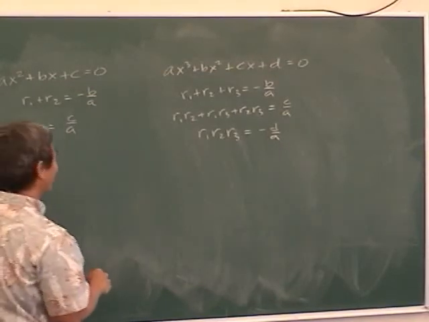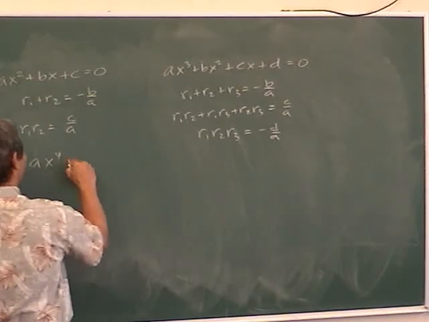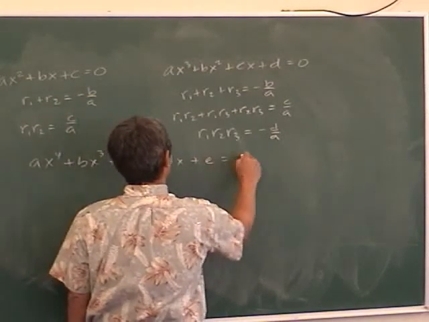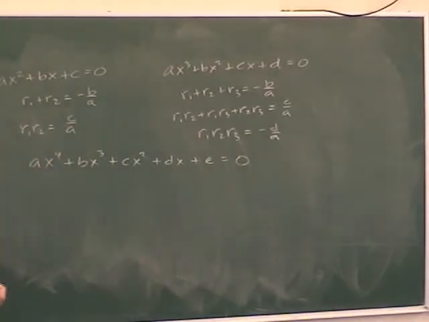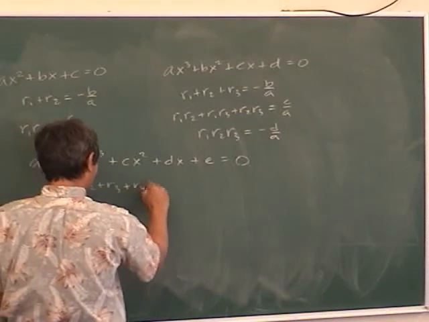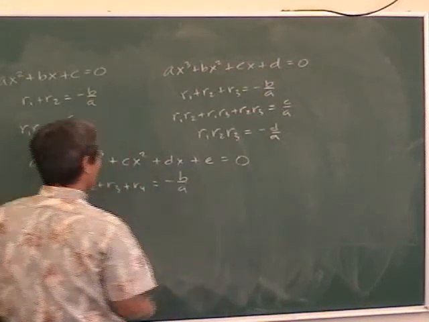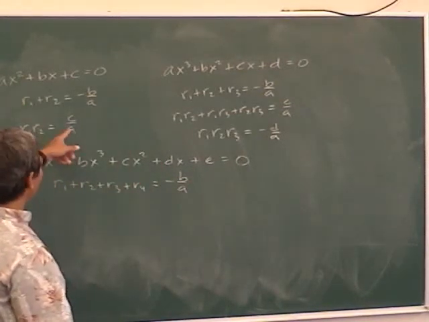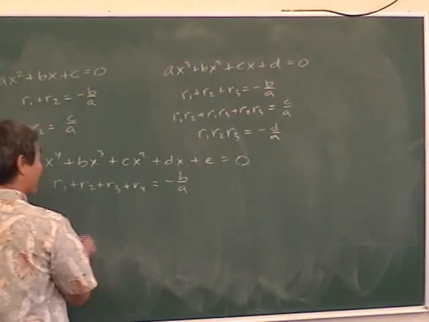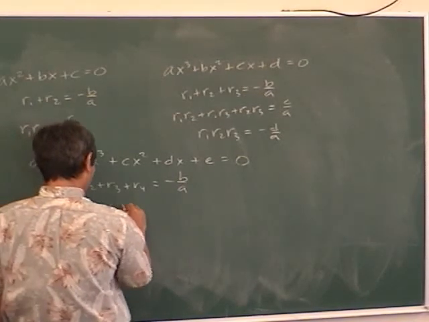I think when we get to the fourth power, then you'll see it. Okay, suppose we have a fourth degree polynomial, ax to the 4 plus bx to the 3 plus cx to the 2 plus dx plus e equals 0. How many roots does this equation have? 4. If I add them together, you will always get negative b over a. Oh, so Mr. Park, it doesn't matter what degree polynomial I have. If I add the roots together, it's always negative b over a. Yep.